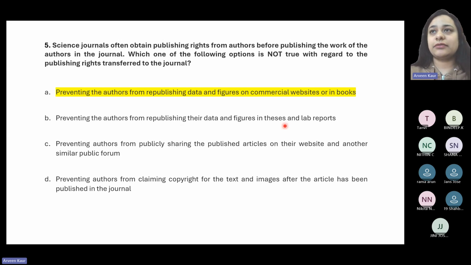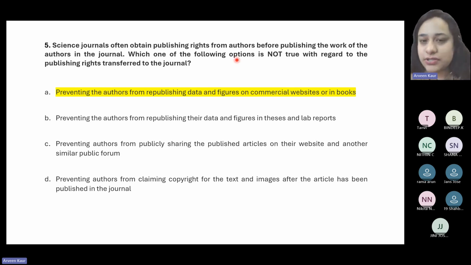So if we are using it for academic or teaching purposes, you do not really need to take permission from these people. But if you are publishing the same work again for some commercial purpose, right, then that is not allowed, right? So that is why this publishing right is actually taken at the time of publishing such articles, so that it can prevent the republishing of these data and figures on commercial websites or in books.